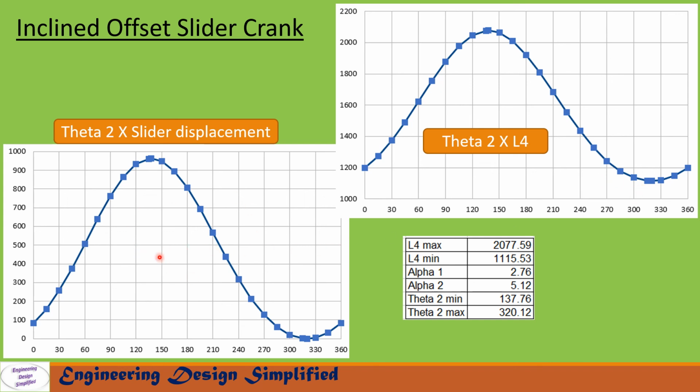Similarly, in this graph theta 2 versus slider displacement is plotted. So slider displacement is maximum when theta 2 is 137.76 degrees, and similarly slider position is going to be 0 when crank angle is 320.12 degrees. Here on horizontal theta 2, on vertical slider displacement.